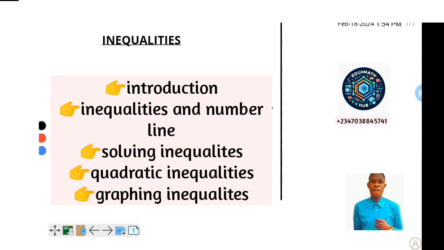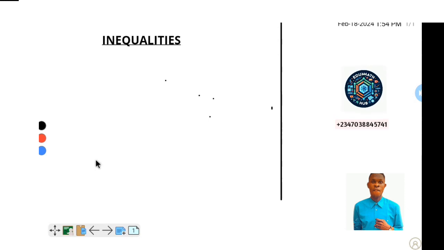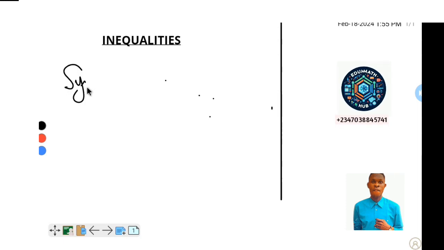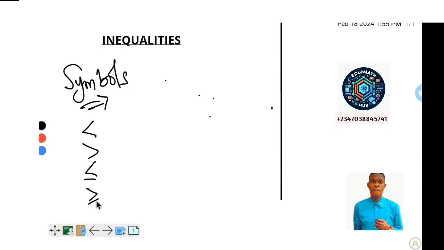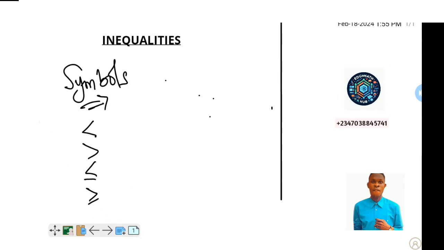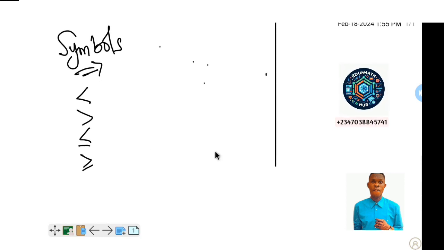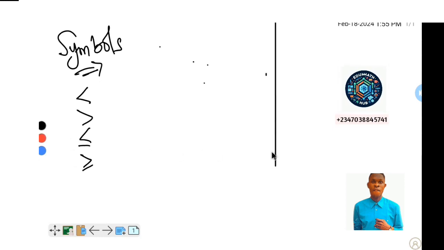Let us get right into the topic real quick. For inequalities, the first thing you need to consider is the symbols that are used for inequalities. For these symbols, you have this, this, this, and this. These symbols have different meanings, so you need to know the meanings of these symbols first of all. So let's get into the meanings of the symbols.